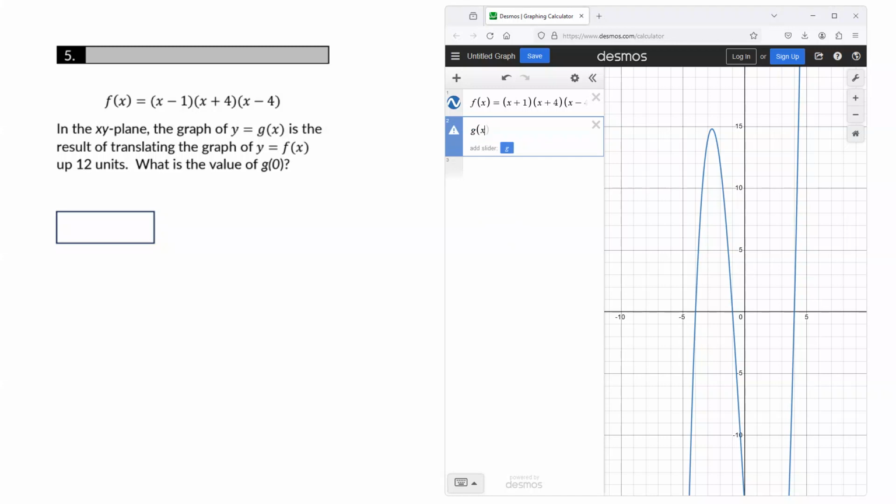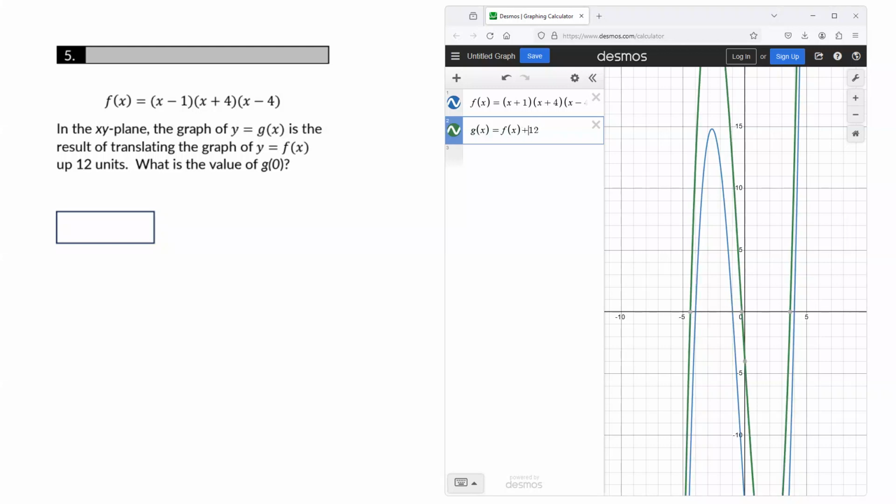G of x equals f of x plus 12. That's more like it. So, hey, you do need to know that up 12 in algebra, right, means a plus 12 as that transformation. But if you know your transformations, up and down, you either add 12 or subtract 12 from the end. If it's left or right, you want to add 12 inside the parentheses, right? But if it's up or down, it's outside the parentheses. Last question, what is g of 0? Look at this. G of 0, Desmos just does this question for me, told me it's -4, and that is the answer here.